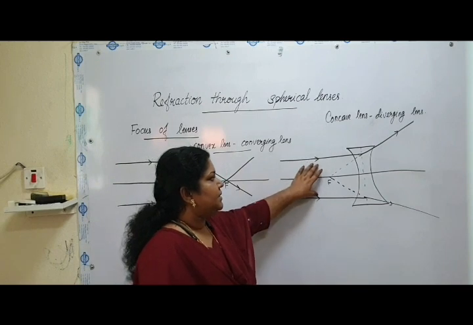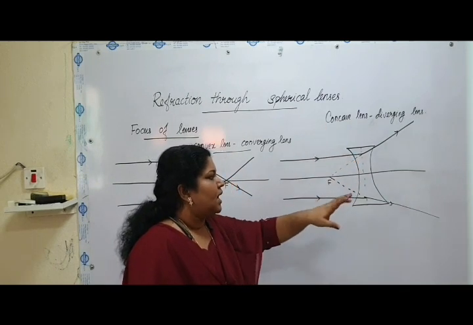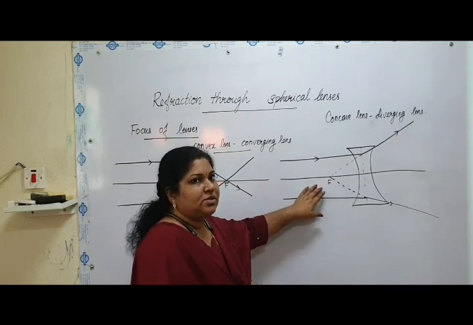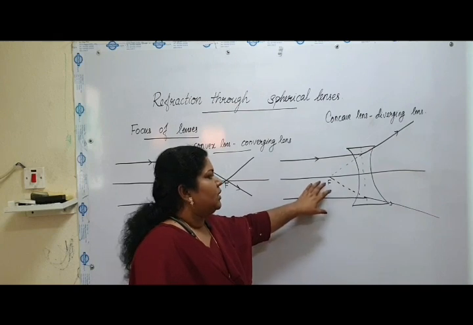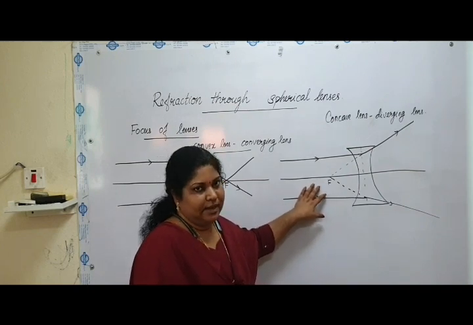Here the concave lens, the rays which are coming parallel, after refraction it diverges and it appears to come from a point on the principal axis which is not real, it is virtual. So this is also known as diverging lens.